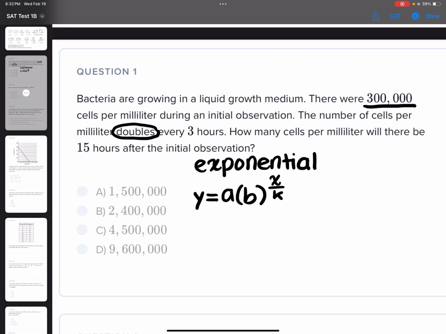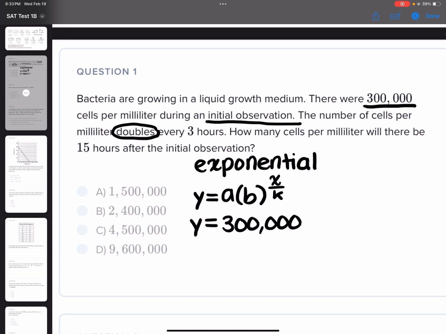And so we're going to use the values from this problem to plug into this equation to find out how many cells per milliliter there will be 15 hours after the initial observation. All right, so our y value represents what we're trying to get, so we don't know that. Equals a. A is going to be our initial value, our 0th term, which they give during an initial observation. So that would be 300,000.